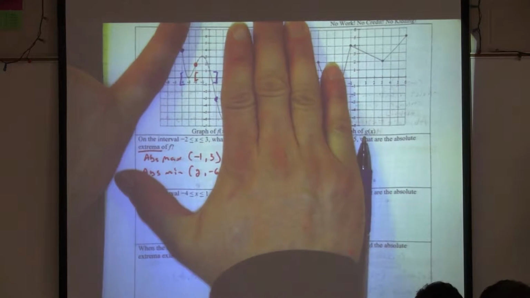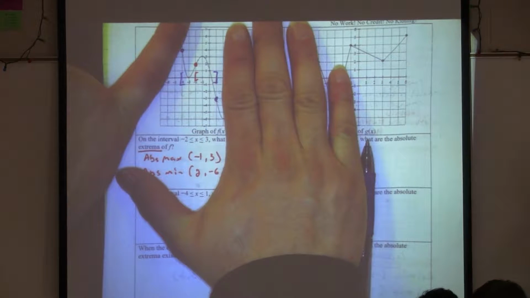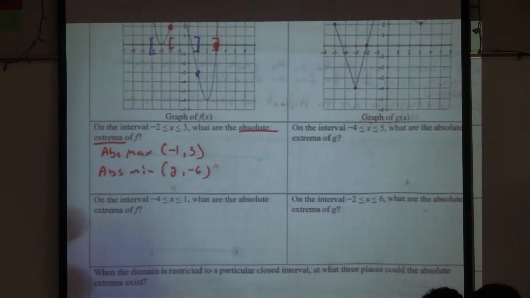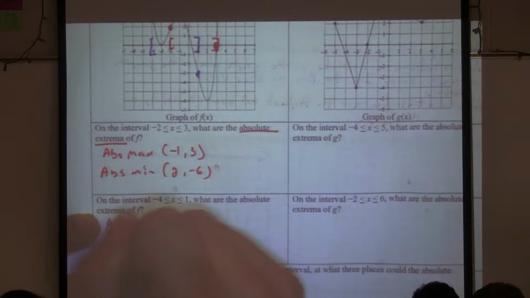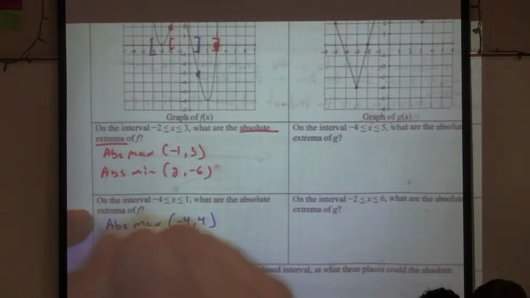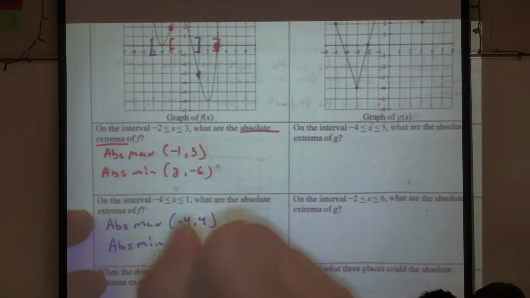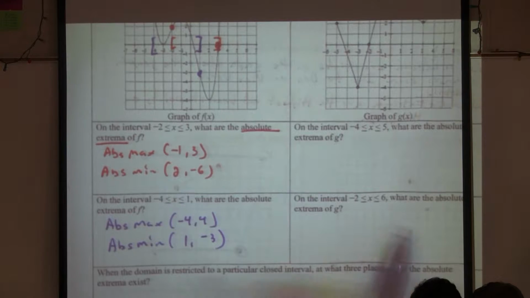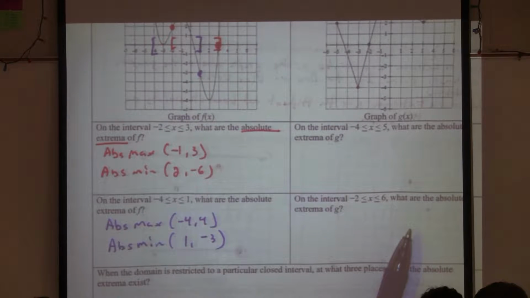Okay, so now what is the highest point and what is the lowest? Negative 4, 4? That's my absolute max. And what's my absolute min? 1, negative 3. Do you understand it or no? Yes?